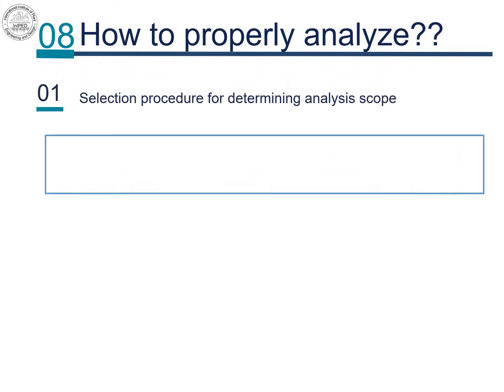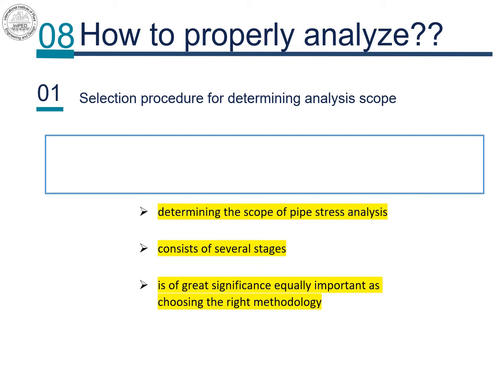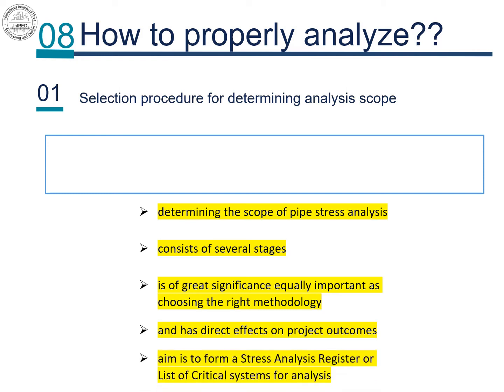The selection procedure for determining the scope of pipe stress analysis on a project consists of several stages. It is a phase of great significance, and is equally important as choosing the right methodology, because of its direct effects on project outcomes. The ultimate requirement of this procedure is informing a stress analysis register, or list of critical systems for analysis, which is based on the following step-by-step approach.